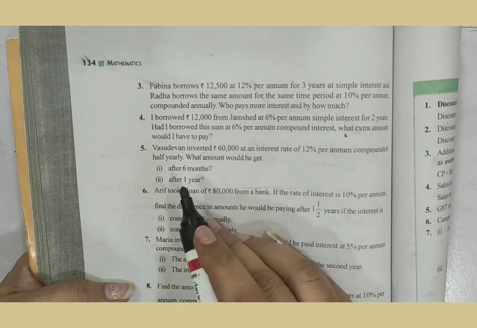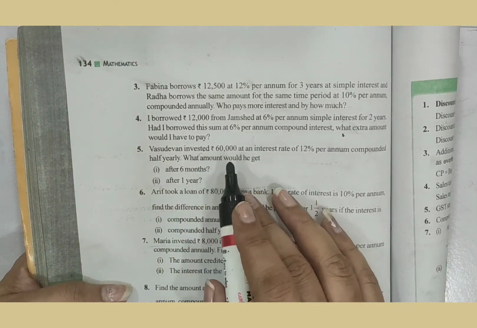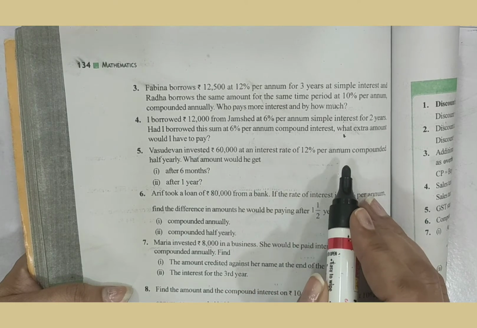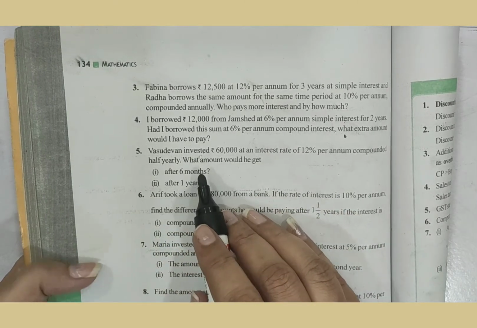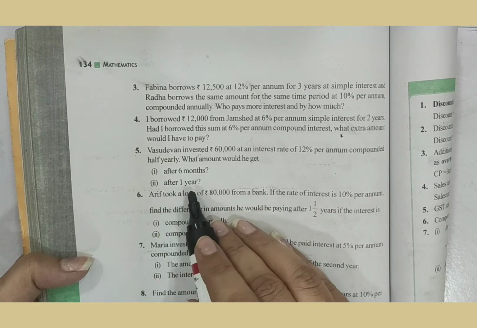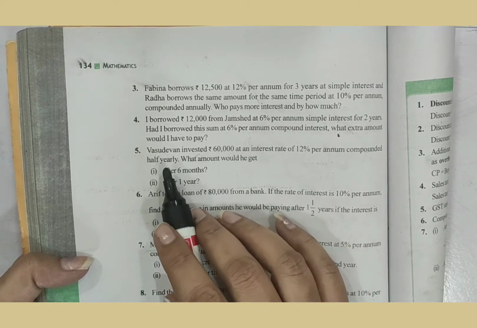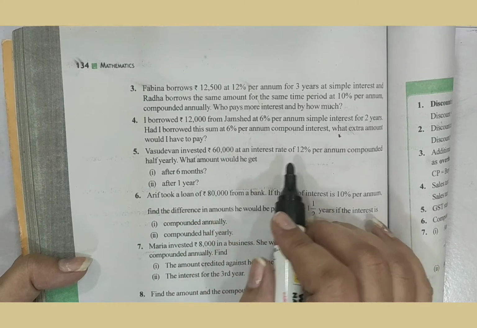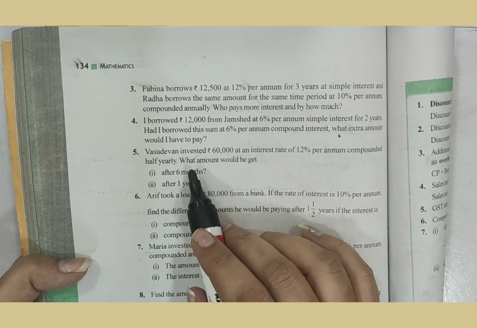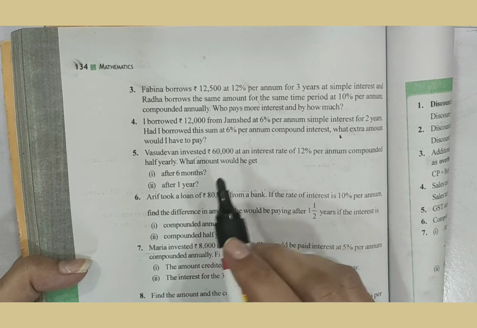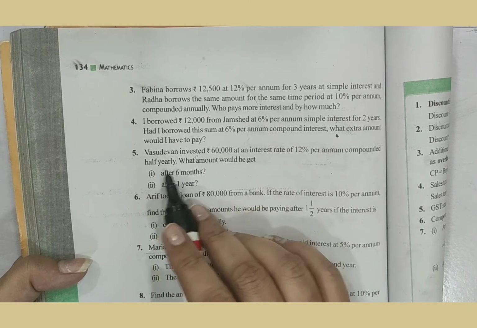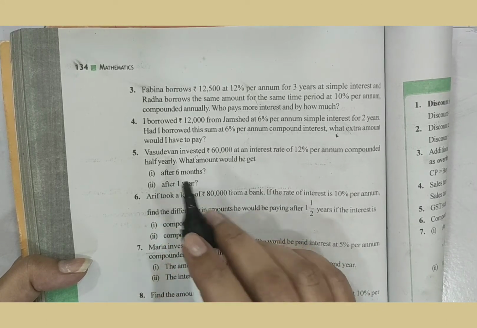Question number 5. Vasudevan invested rupees 60,000 at an interest rate of 12% per annum compounded half yearly. What amount would he get after 6 months and after 1 year? Now here Vasudevan has invested 60,000 at rate of 12%, but time periods we are having 2. We have to calculate for both the time periods separately, and the interest is compounded half yearly. So just be careful in that, use that formula.